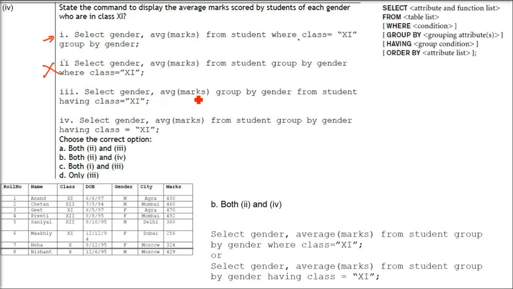Select gender, average marks, group by gender, from. How can group by come before from? No, we cannot break this. This is a rule, so this is cancelled. Now coming to the fourth: select gender, average marks, from student, group by gender, having class 11th. Class has to work for a column, which is not coming from gender and average marks. I hope you got the idea.